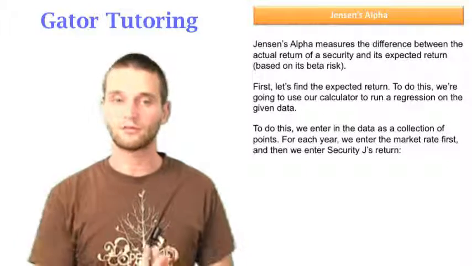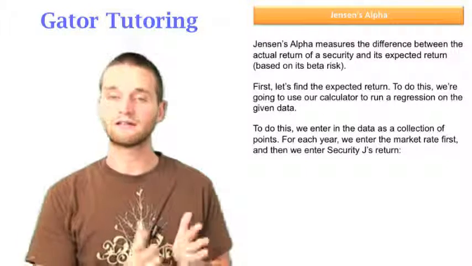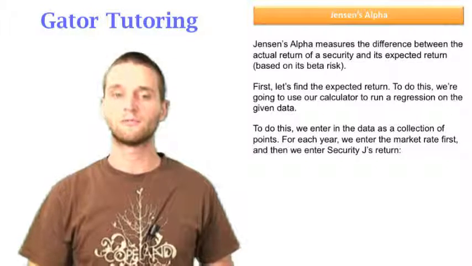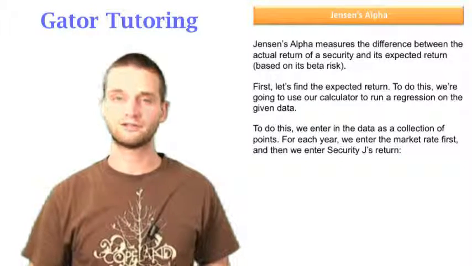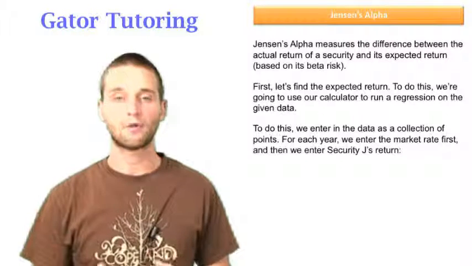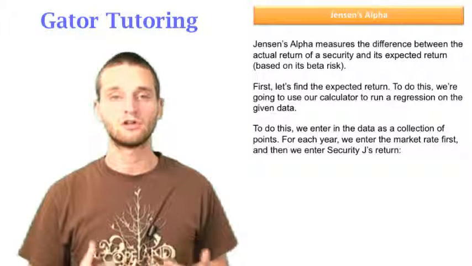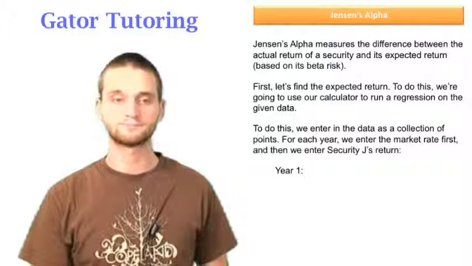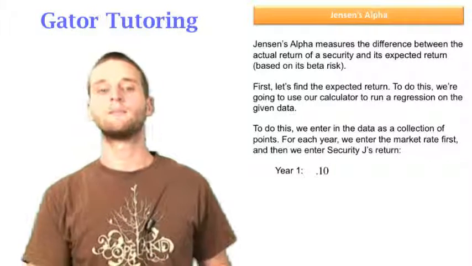To do this, we have to enter the data as a collection of ordered pairs of points. For each year, we enter the market rate first, and then we enter security J's return. So we're going to go through the process of constructing this regression using our financial calculator. We start with year one, and again, we enter the market rate first.